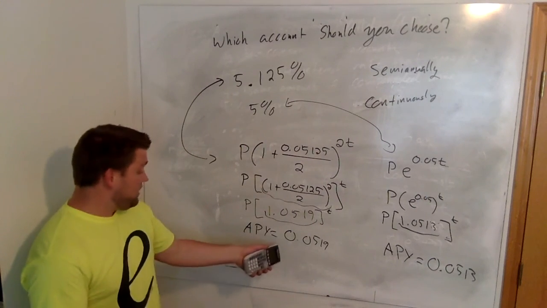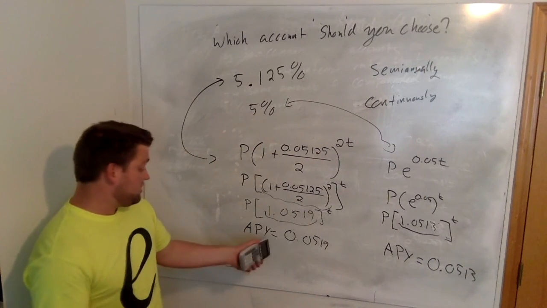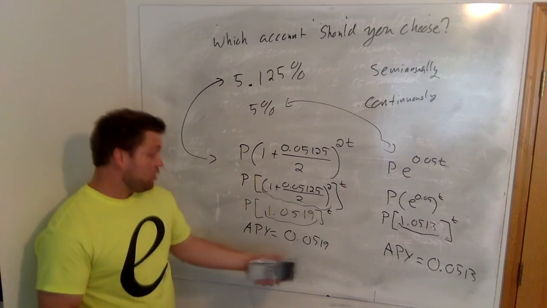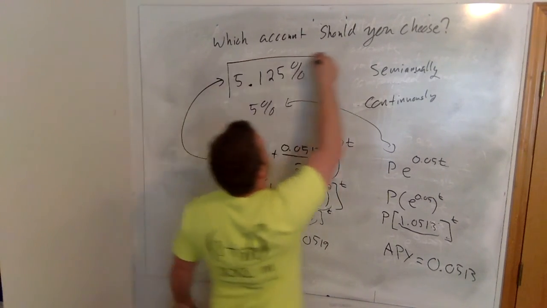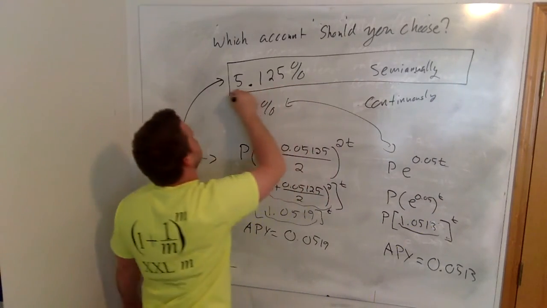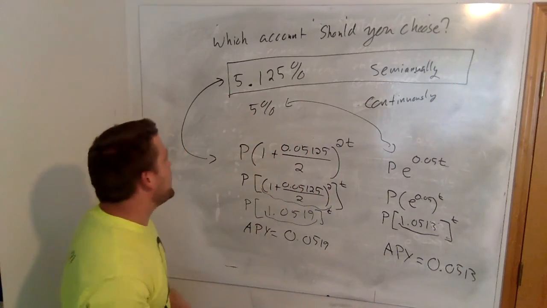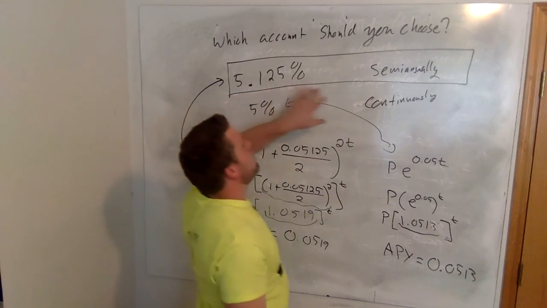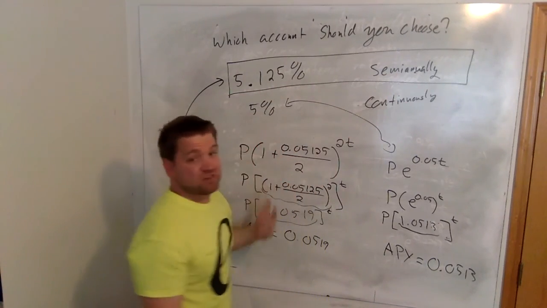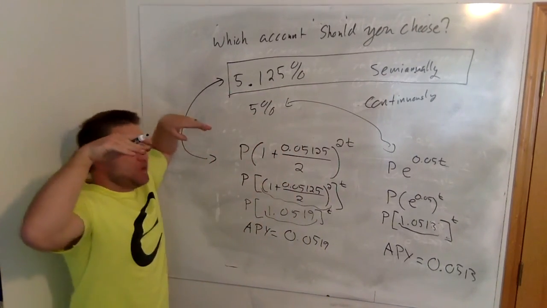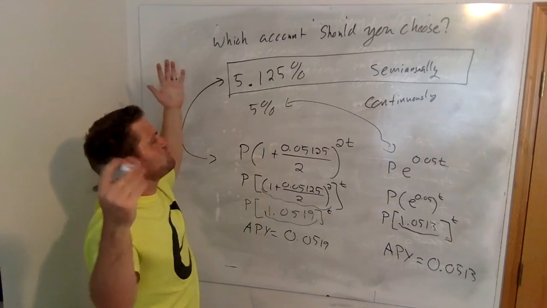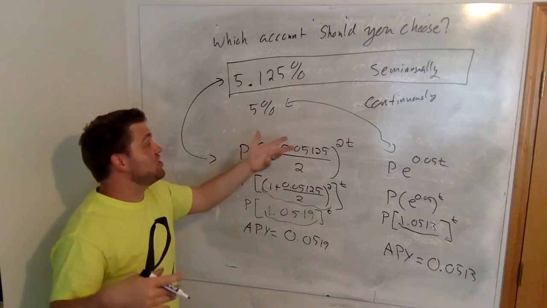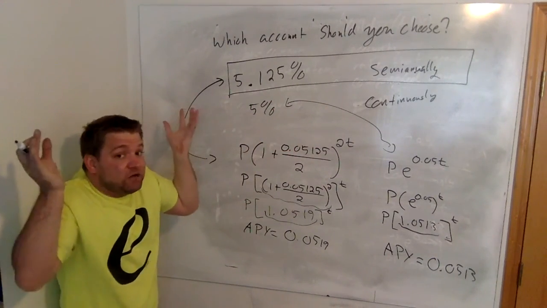Well, which bank account is better? The bank account that has the annual percentage yield, or APY, of 5.19% is going to be better. You're going to want to choose the one that compounds semi-annually. We have a higher interest rate. You might be confused if the bank tells you, you have these 2 accounts: one is 5.125% semi-annually and one is 5% continuously. You may be like, I don't know which one to choose.